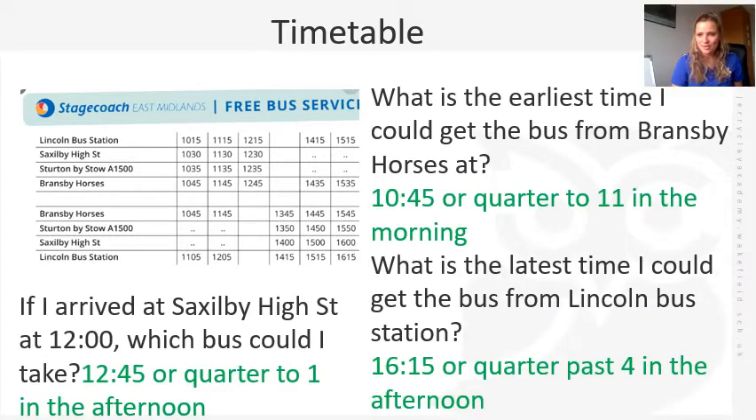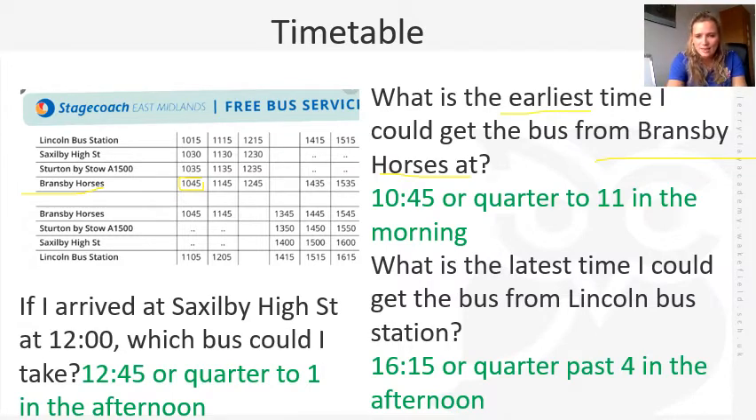So let's have a look if you've got the questions right. What is the earliest time I could get the bus from Bransbury Horses? I'm going to find Bransbury Horses on my grid, which is here. There are actually two different Bransbury Horses, but I can look at either of them. I want to know what the earliest time is, so if I look at the earliest time, I can see it is 10:45 or 11:15 in the morning.